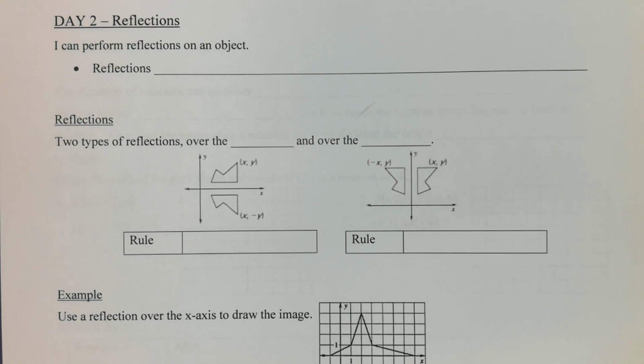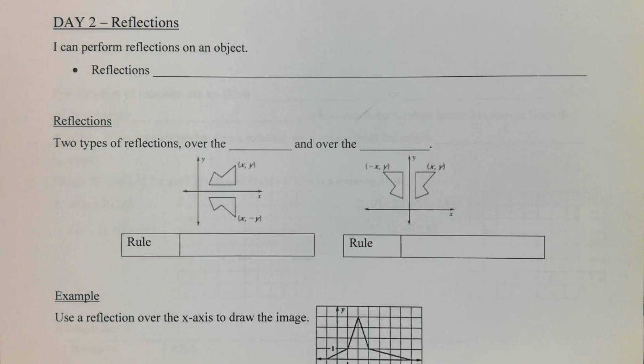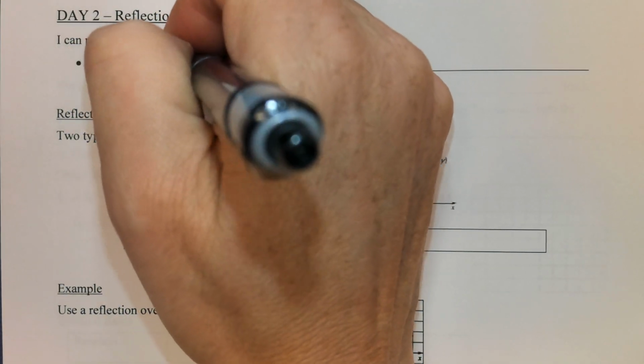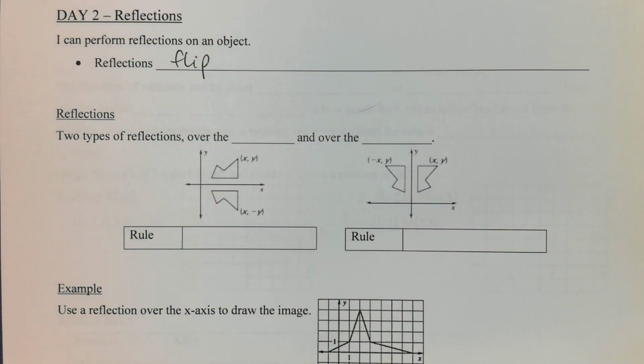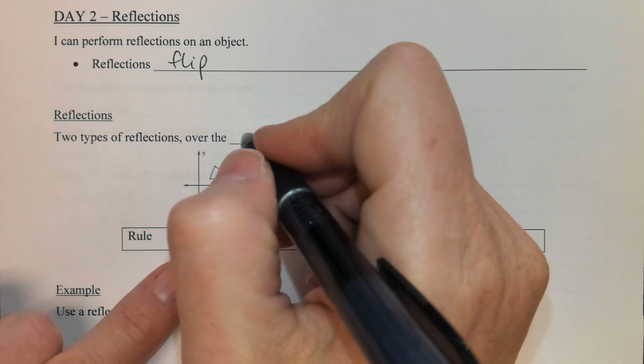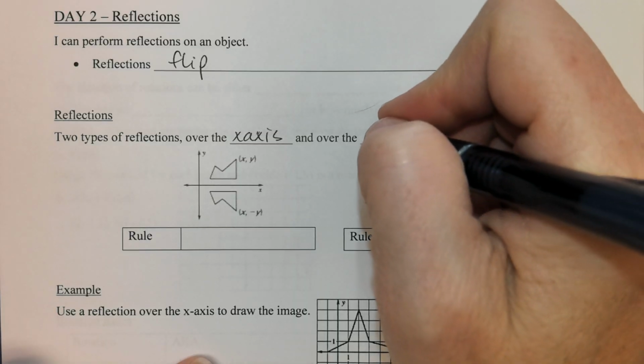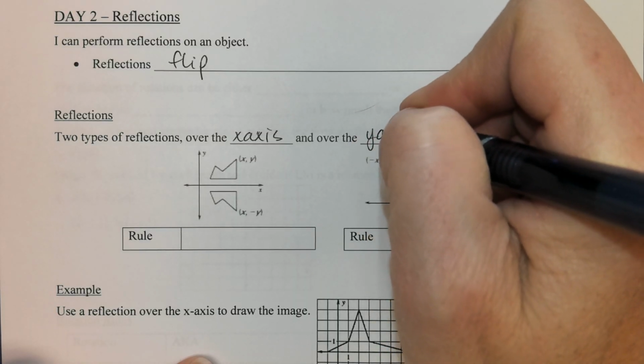This is day 2 of our transformations unit. Today we're going to talk about reflections, which you would sometimes call maybe flips. So a reflection is just one of the 4 other ones that we are going to talk about. So reflections, some kids call them flips. We mainly do reflections over 2 directions. We usually go over the x-axis or horizontally, and then we go over the y-axis or vertically.